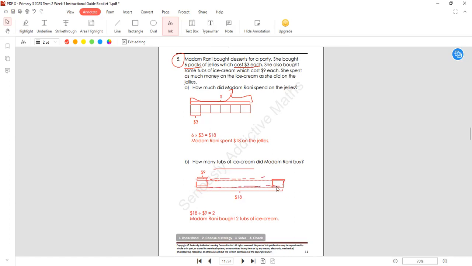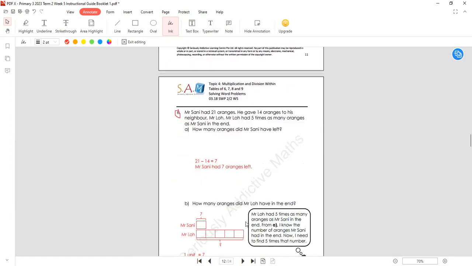And we know that each group, or each tub, is $9. Everything altogether is $18. So the idea is to find out how many boxes or how many groups. So it will be $18 divided by $9 equals 2. Now some would write the answer is $2. Take note, it's $18 divided by $9, so there are two $9 in $18. That means that there are 2 tubs of ice cream.